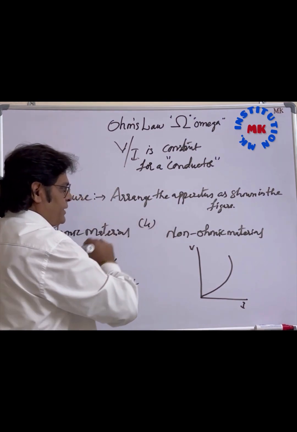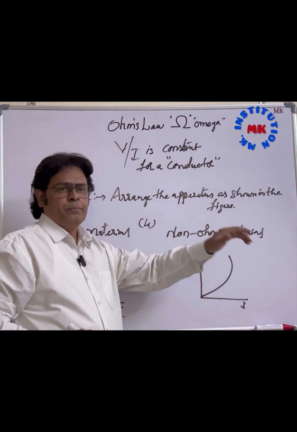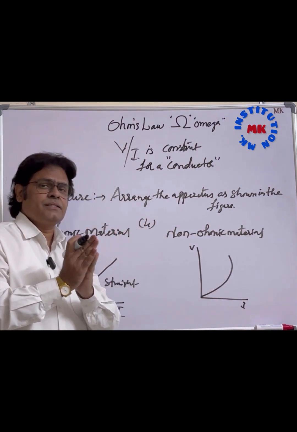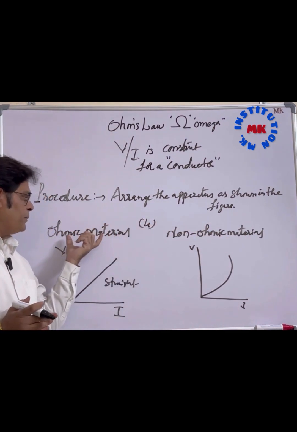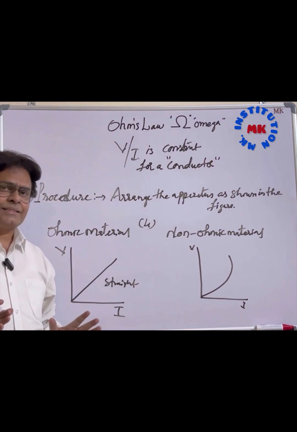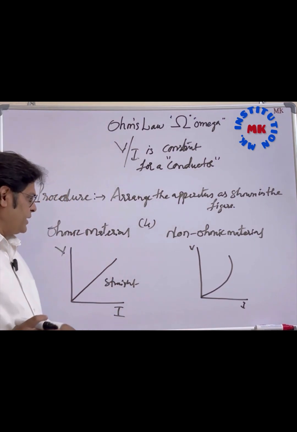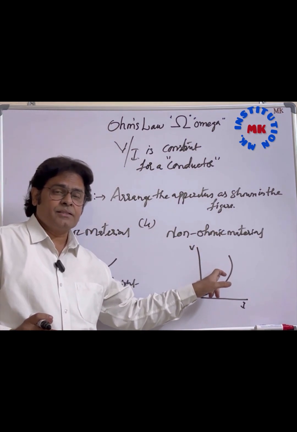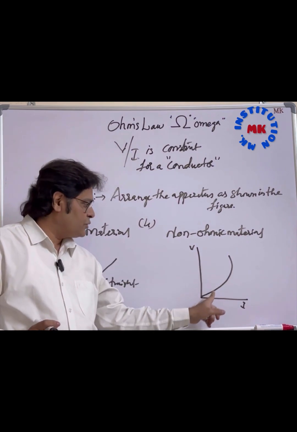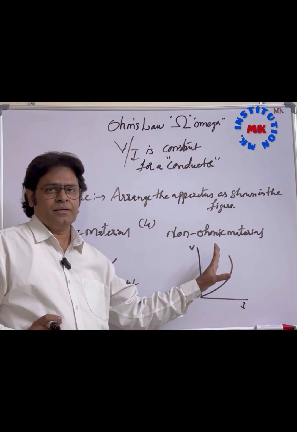This is very, very important: the difference between ohmic and non-ohmic materials. Based on Ohm's law, materials are divided into two types. Ohmic materials are all the conductors, metallic, where the current flows easily, and the graph will be a straight line. Non-ohmic materials are semiconductors and gaseous conductors, in which the graph will not be a straight line, it will be curved. Clear?